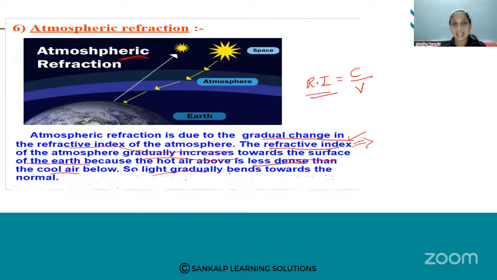So light gradually bends towards the normal. This bending of light is called refraction and it occurs in the atmosphere. That's why we call it atmospheric refraction. This is the concept of atmospheric refraction.